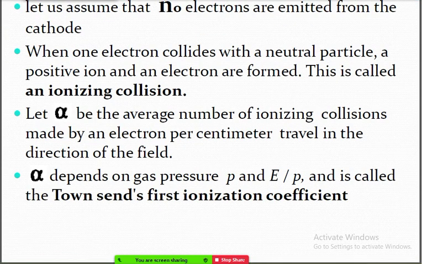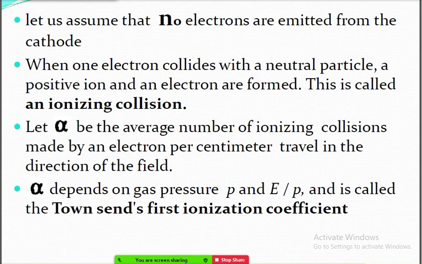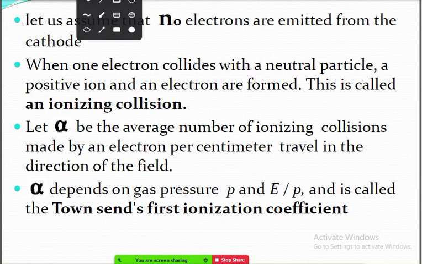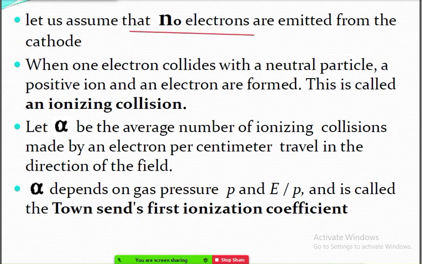Now let us look at the initial points. Let us assume that n naught electrons are emitted from the cathode. Initially there are n naught electrons. Second point: when one electron collides with a neutral particle, a positive ion and an electron are formed. This is called an ionizing collision, as you know.